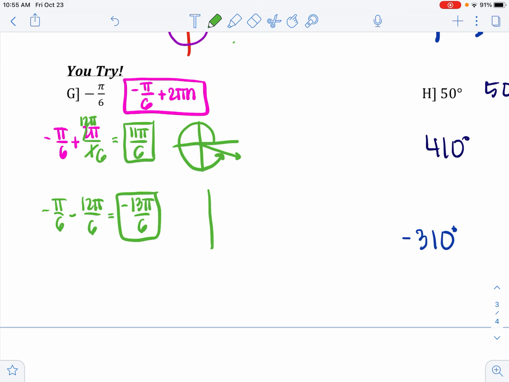So drawing that, I know my terminal side's right here. Now I need to draw my negative angle. So I don't want to just stop right there because that's negative pi over 6. So I'm going to go a full 2 pi and then that pi over 6 more, and that's negative 13 pi over 6.